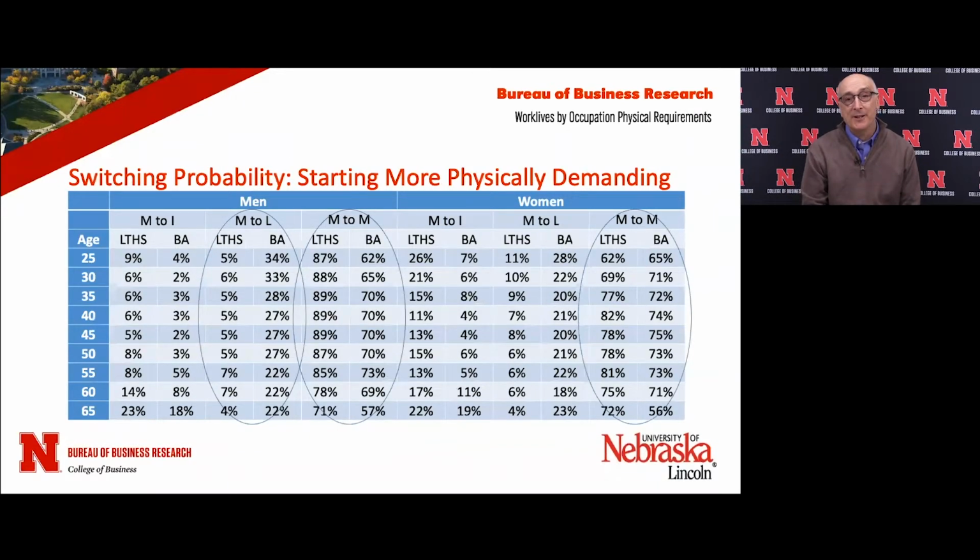Finally, let's look at those starting in more physically demanding jobs. Again, for men, in that first circled column, if you got less than a high school degree, there's about a 5% chance that if you're starting in a more physically demanding job, you're going to switch to a less physically demanding job. On the other hand, men who start in more physically demanding jobs tend to remain in those more physically demanding jobs, whether they have a less than high school degree or a bachelor's degree. And you see the same type of result for women.